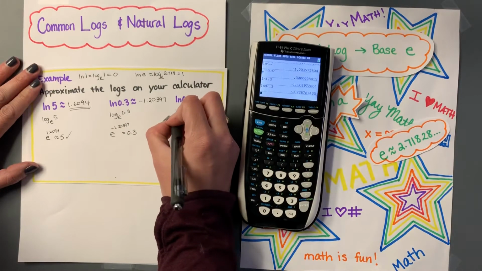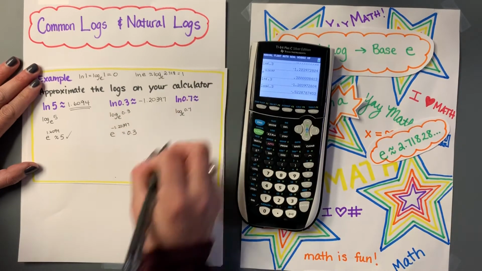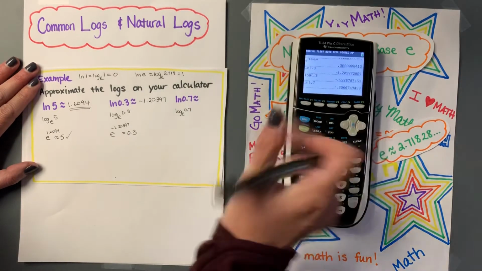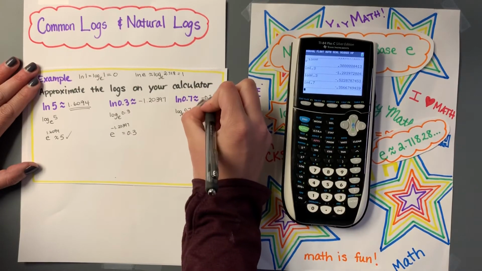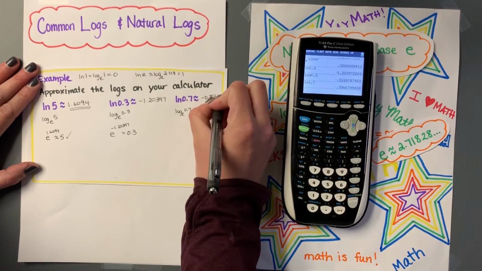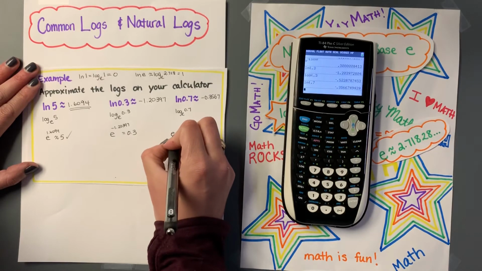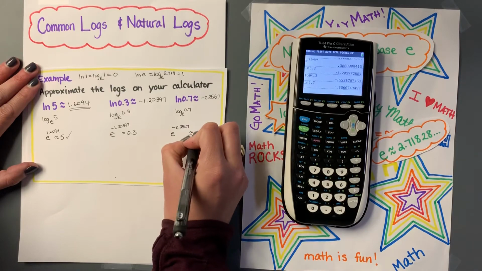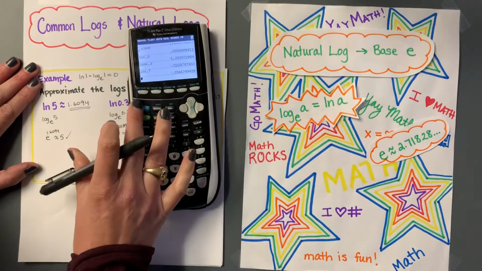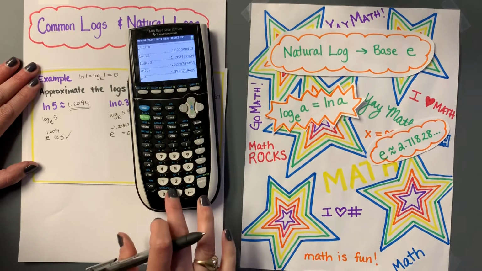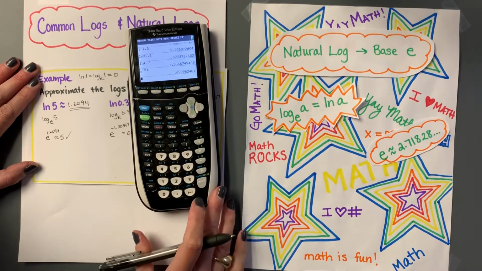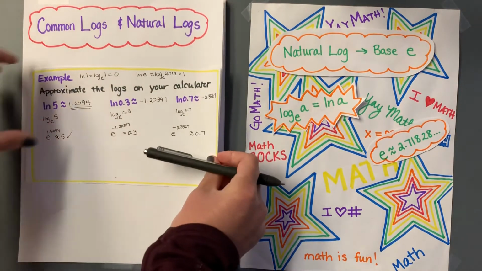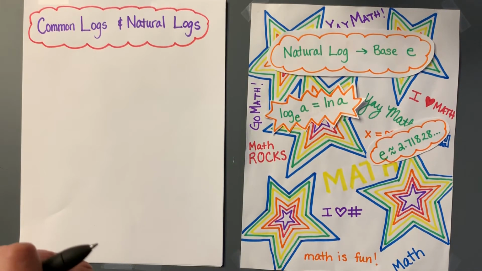So now I am looking for log base e of 0.7. So ln of 0.7 is negative 0.3567. So e to the negative 0.3567 should be about equal to 0.7. So e raised to the negative 0.3567 gives me just about 0.7. So that's how I do natural logs on my calculator.